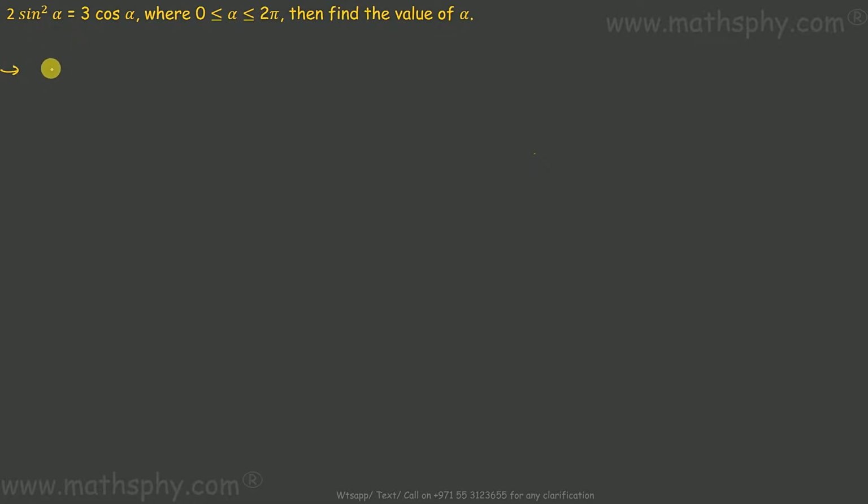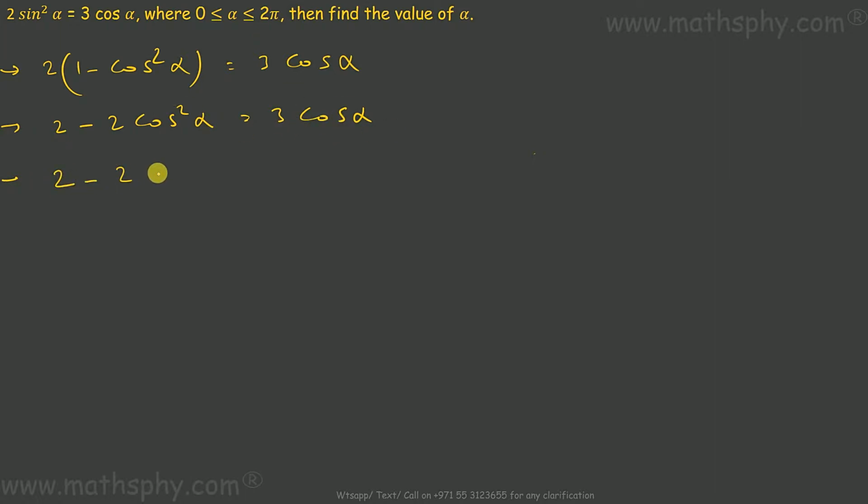Can I write this as 2 times sin² alpha, which can be written as 1 minus cos² alpha, equals just 3 cos alpha? This comes to 2 minus 2 cos² alpha equals 3 cos alpha. So I take this 3 cos alpha to this side. So this comes to 2 minus 2 cos² alpha minus 3 cos alpha equals 0.